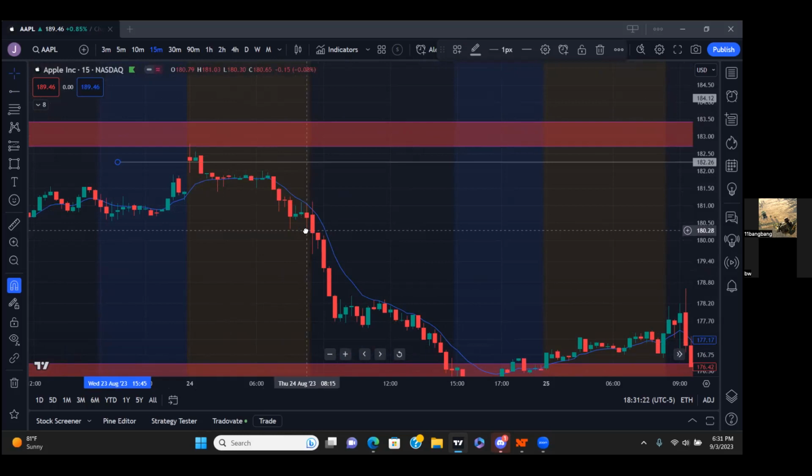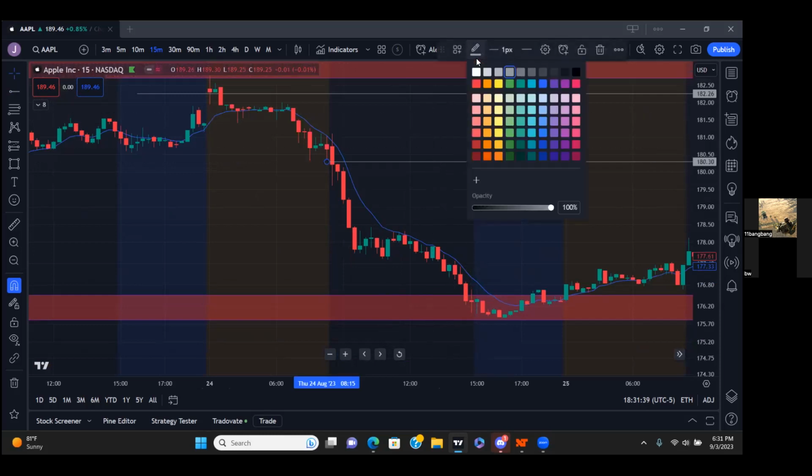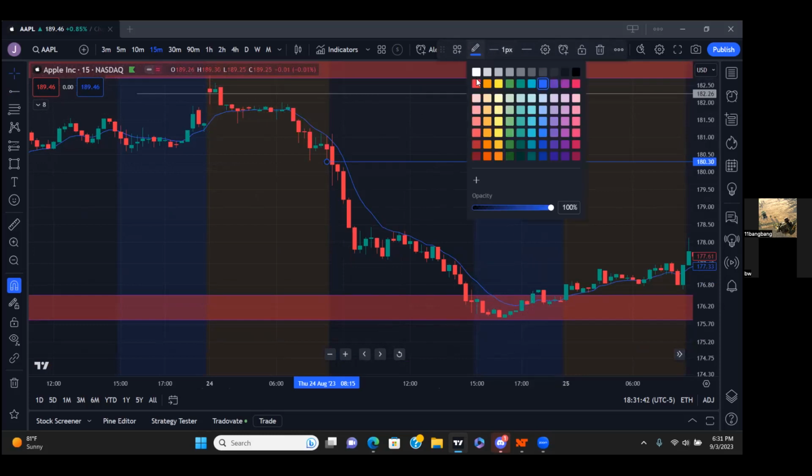You see that? So I would just mark that out in a different shade other than your gap fill shade. So you can put a line there and just change the color. You can make it just a red line or something, or blue. Yeah, that's fine. Red, yeah.